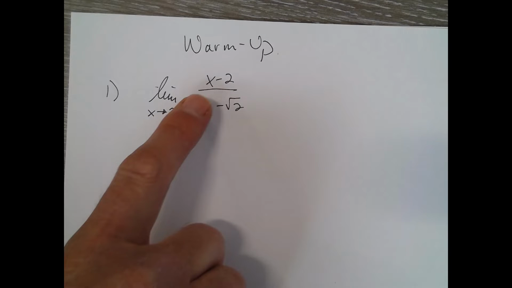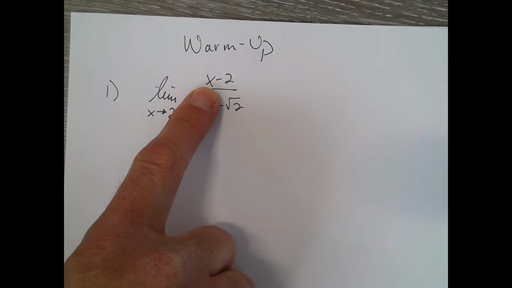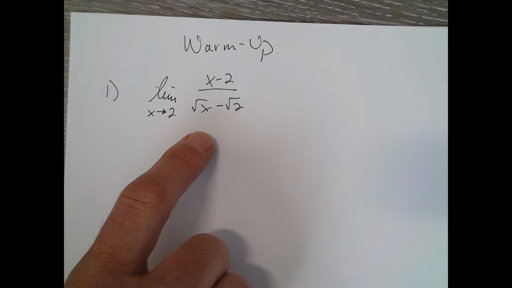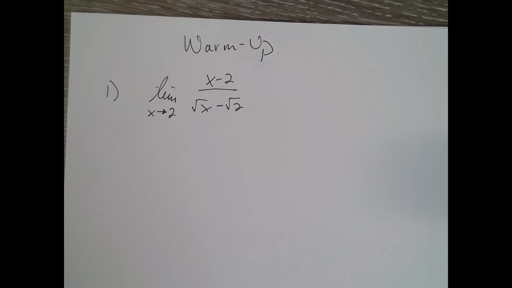If you plug 2 in on top, we get 0. If we plug 2 in the bottom, we get 0. 0 divided by 0 is indeterminate, so direct substitution does not work. So I'll give you a minute to try to figure out what a good approximation for that limit will be.